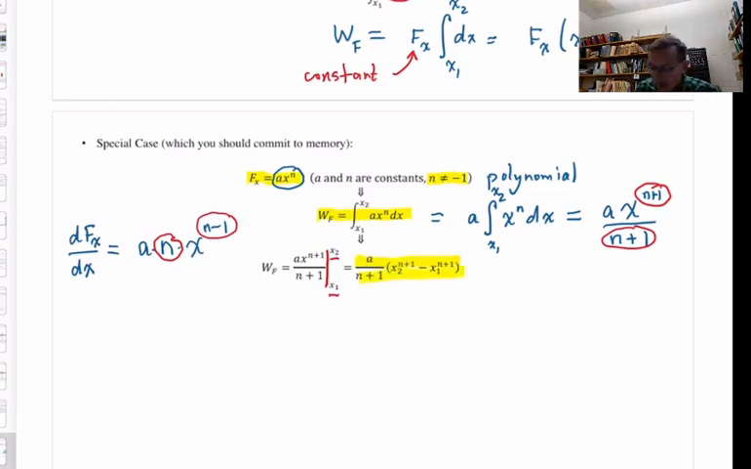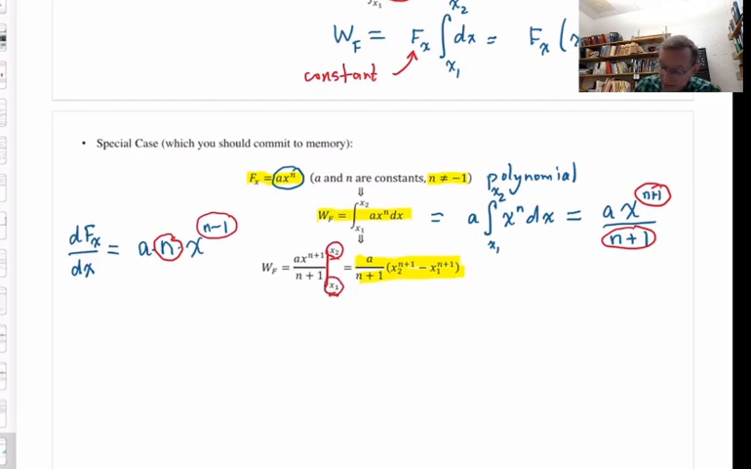I have a over n plus 1, parentheses. First substitute in the upper limit for x. That'd be the x2 value. So you have x2 to the n plus 1 power. Then minus, and then substitute in the lower limit. So minus x1 to the n plus 1.